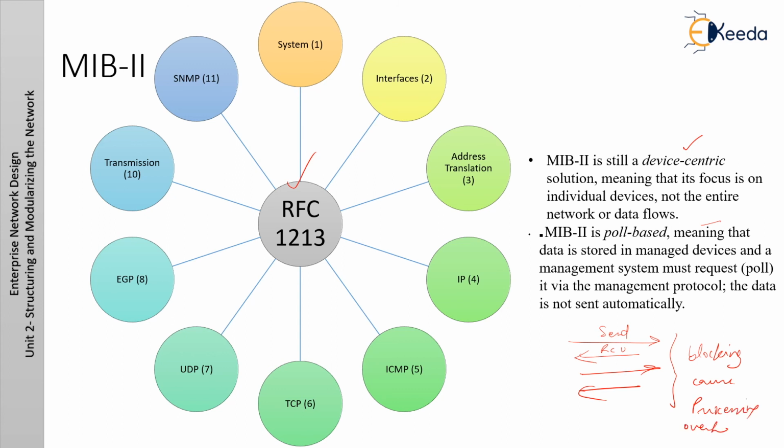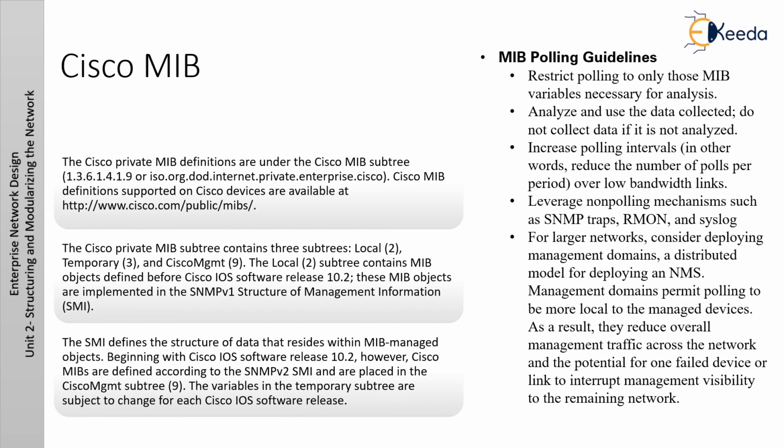Okay, and therefore it is a result in delay. Fine. Now come to Cisco MIB. The Cisco private MIB definitions are under the Cisco MIB subtree 1.3.6.1.4.1.9, where 1 is ISO, org, DoD, Internet, Private, Enterprise, Cisco.